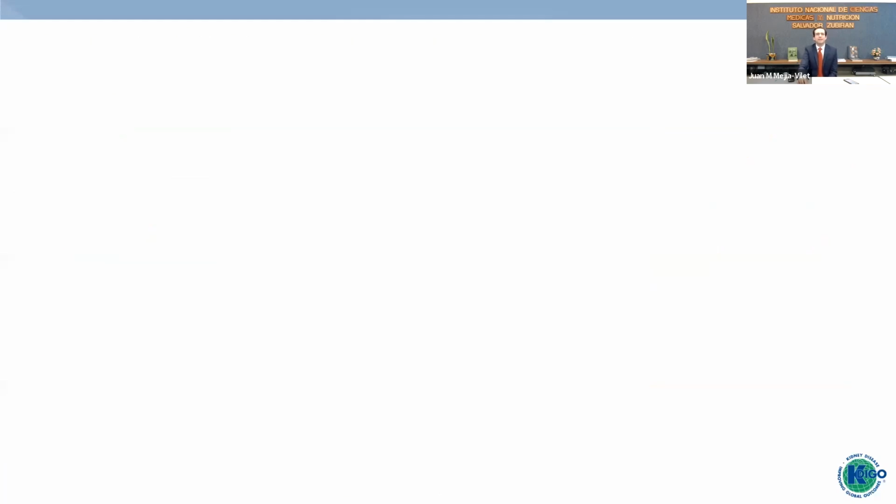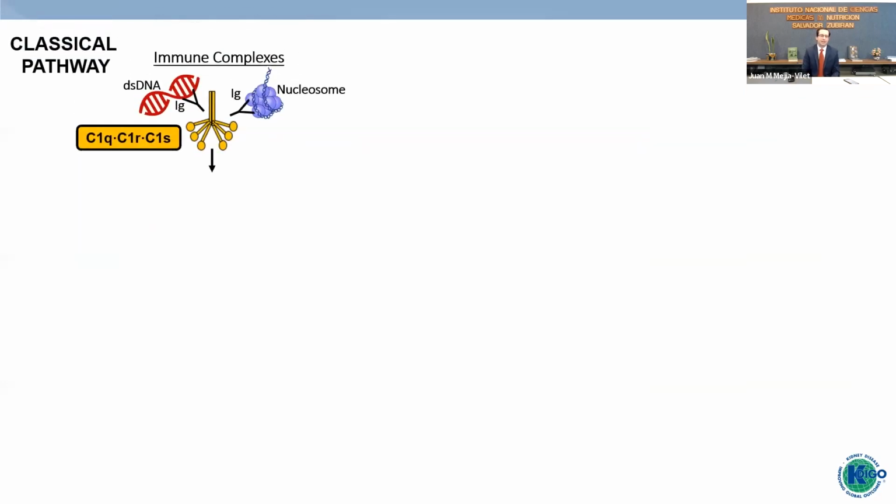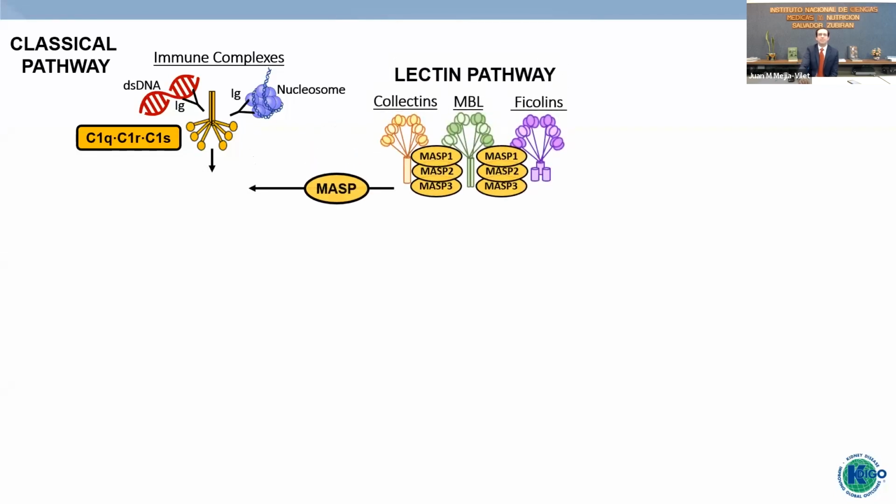Going to complement, you know that complement is a mechanism of defense for our bodies against microorganisms, and it can be activated through three different pathways. The first one is the classical pathway, which is activated by antigen and antibody complexes, just as immune complexes in lupus nephritis. They bind to the C1 complex and activate the pathway.